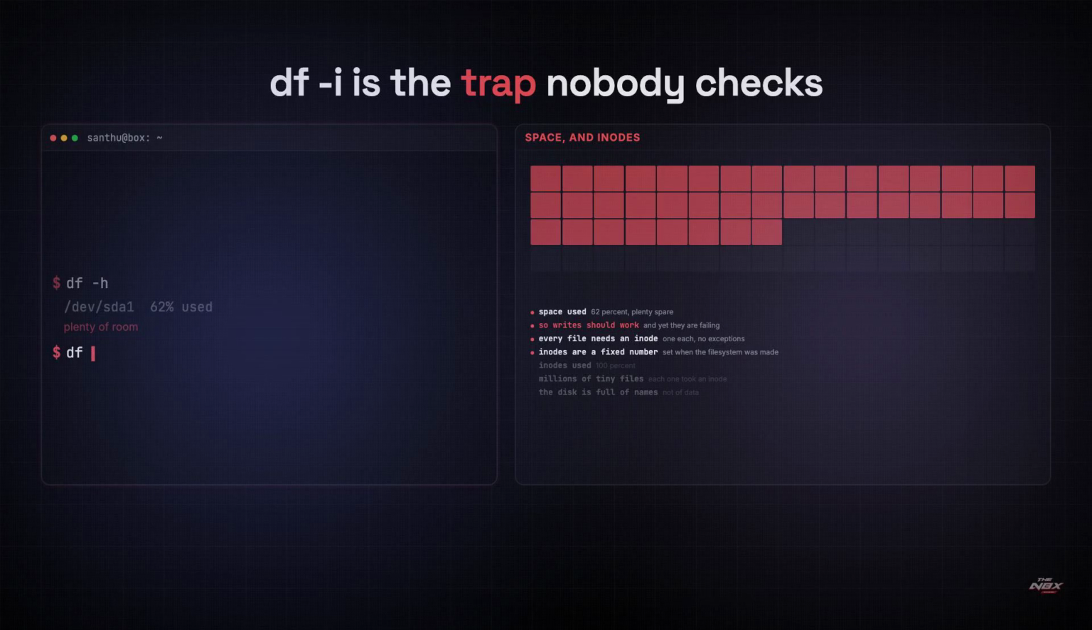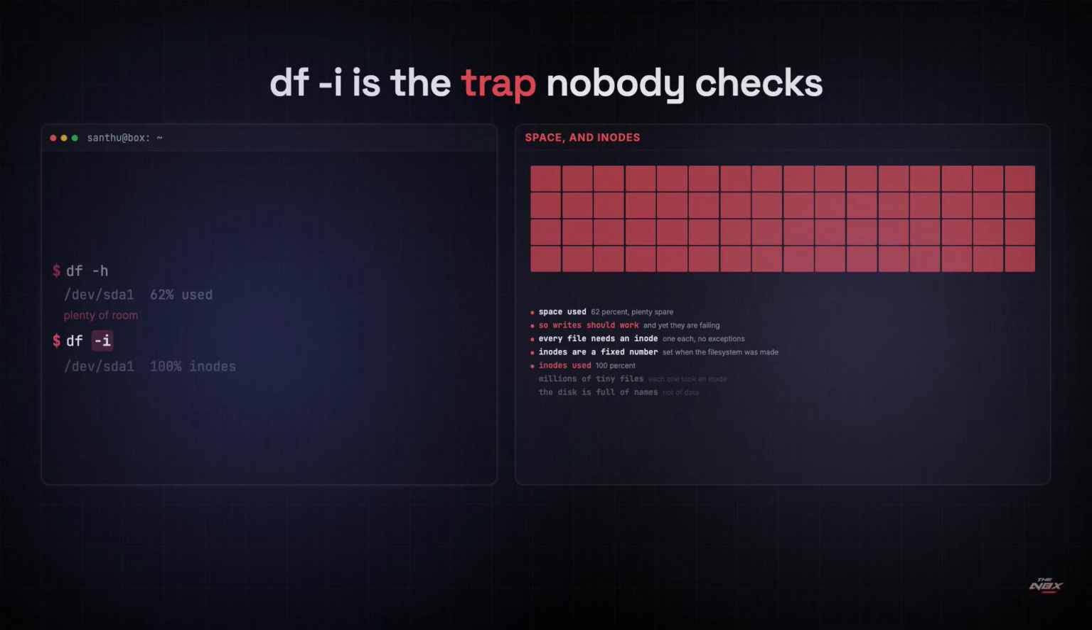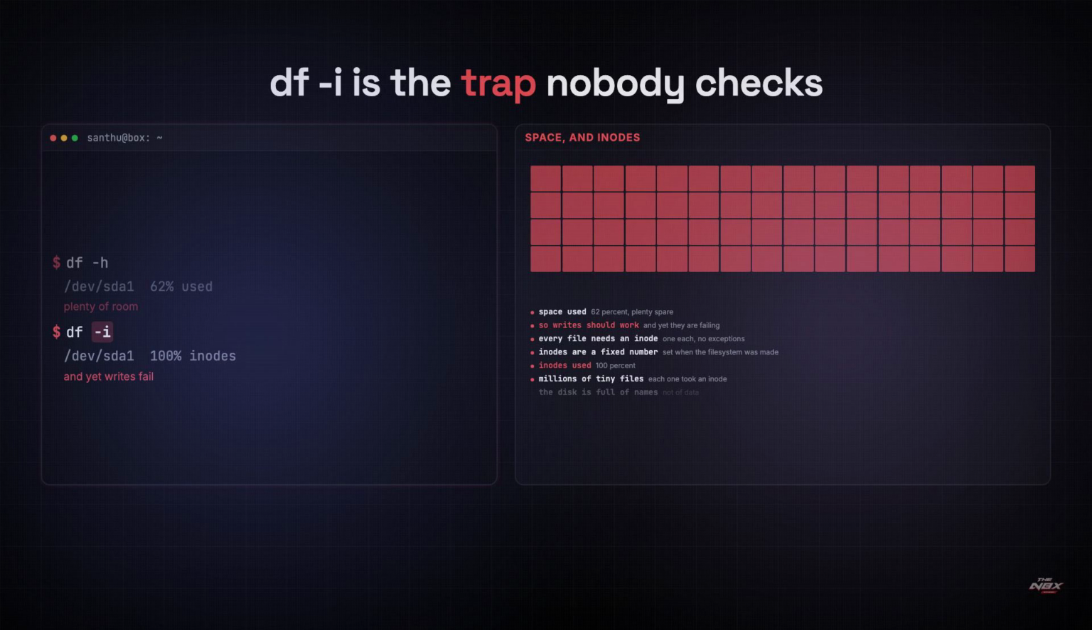So run df -i, and inodes are at 100%. Millions of tiny files, a session cache perhaps, consumed one inode each. The disk is full of names rather than of data. You've got free space and nowhere to put anything. So when writes fail on a disk with space left, df -i is the second thing you run.